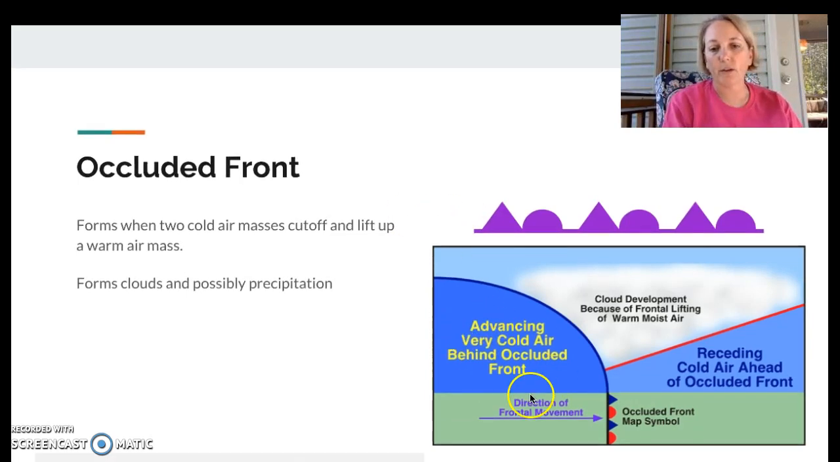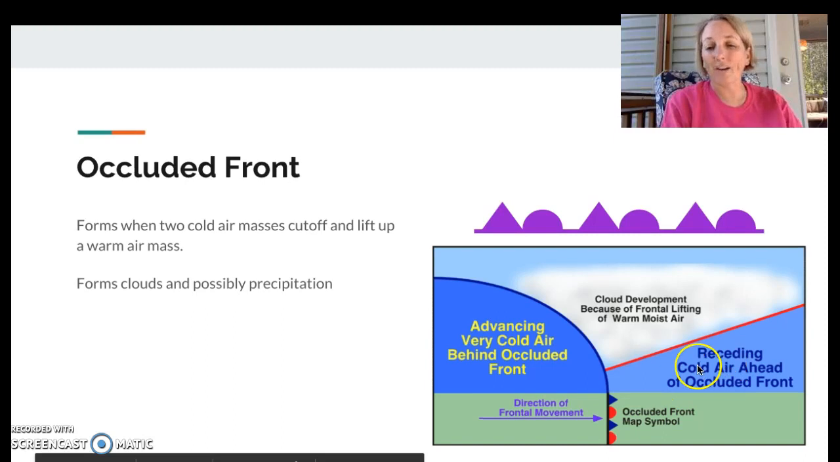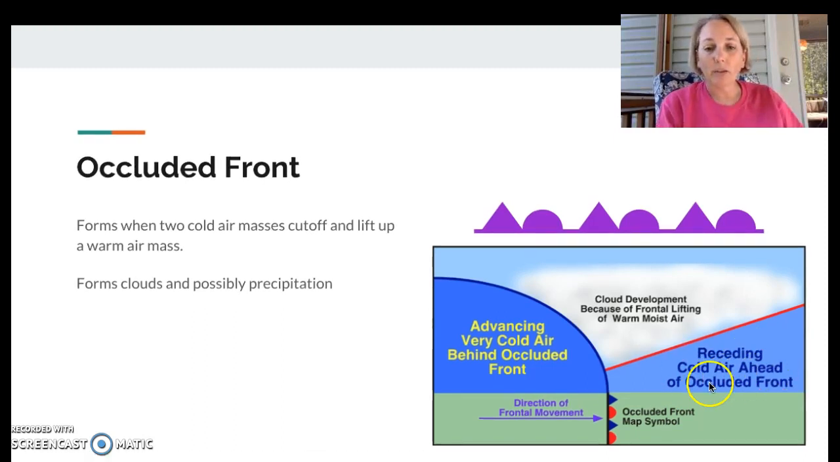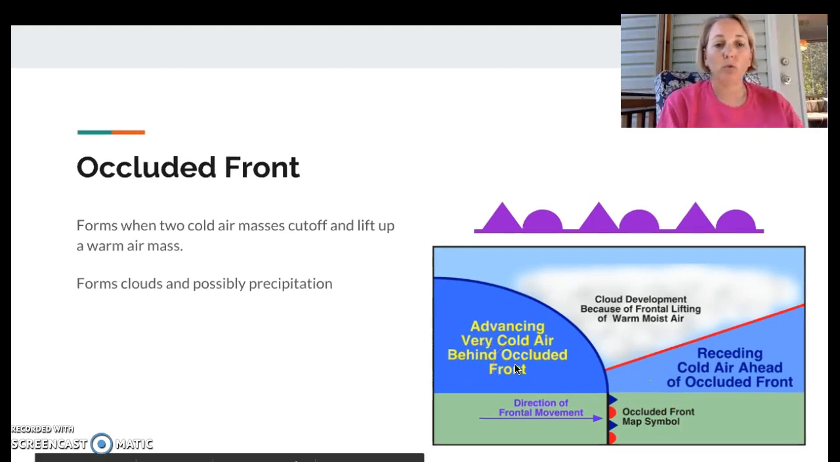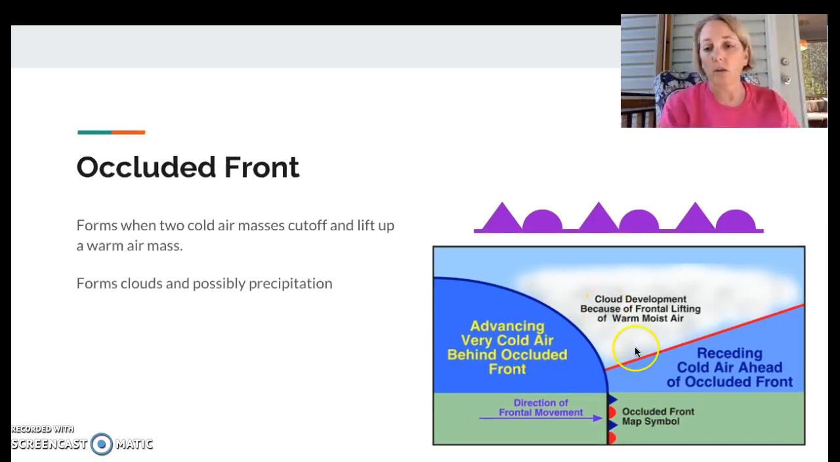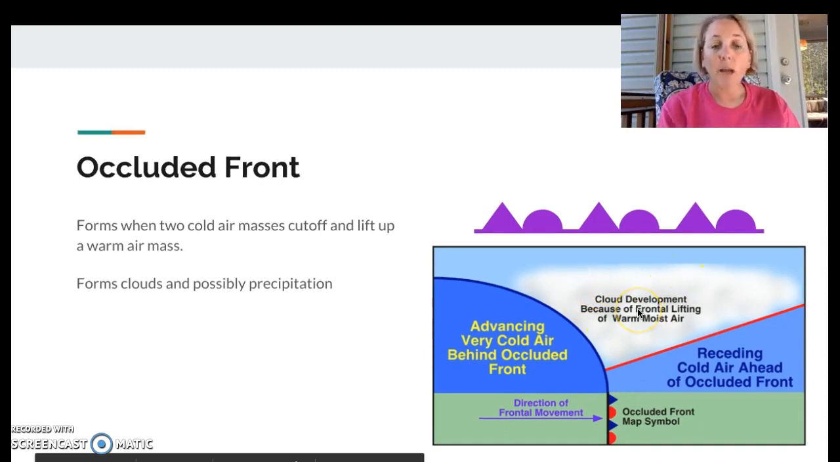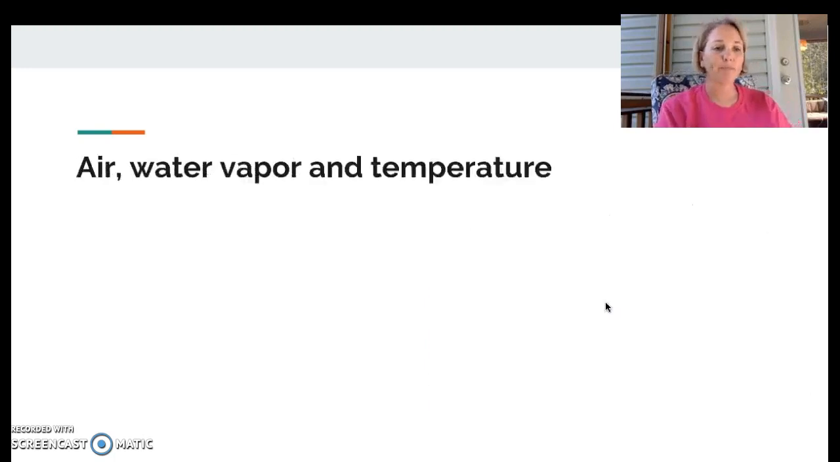So you've got this very cold air, the receding cold air behind it, and receding cold air ahead of an occluded front. So we've got cold air moving out, cold air moving in. So 2 cold air masses sort of meet and cut off all the warm air and force it upward. So all of this warm air gets forced upward. Clouds are going to form, and through the process of the water cycle, precipitation would eventually take place.